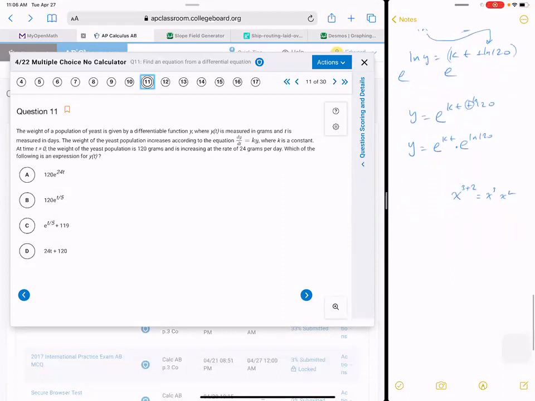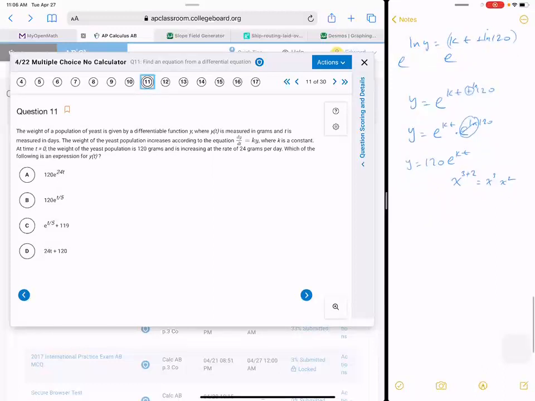Now here's the cool part. If you remember, e and natural log cancel each other out. And we're left with y is equal to 120 e to the kt. Now, which of these could be a possibility? It looks like the only choices are A and B.